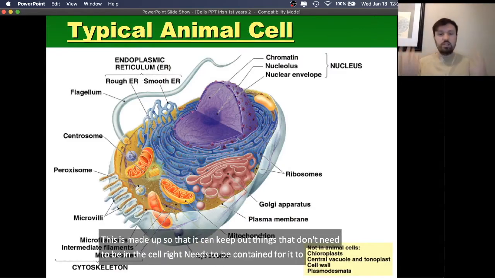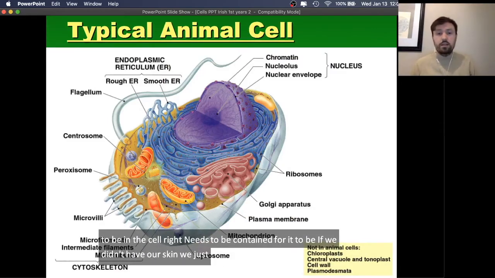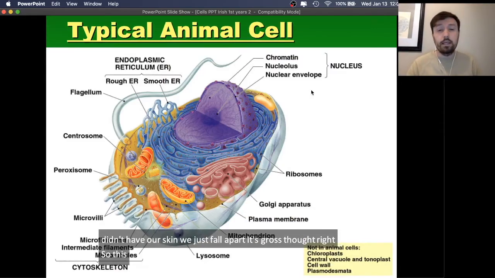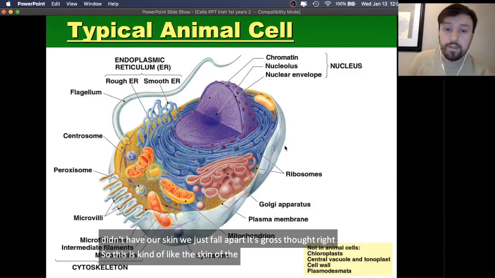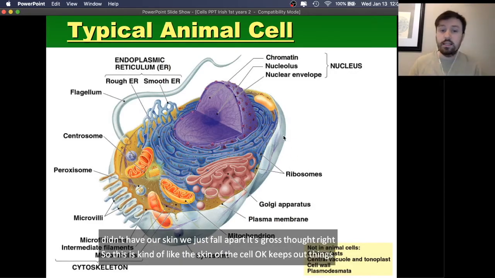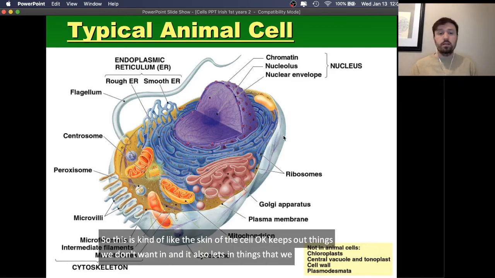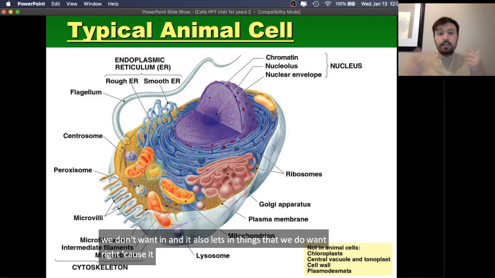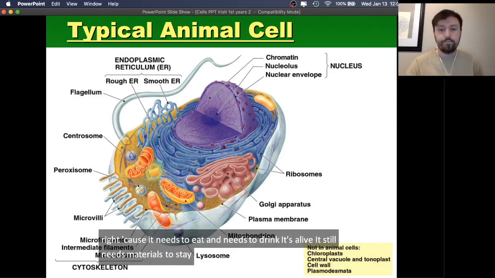If we didn't have our skin, we'd just fall apart. It's a gross thought, right? So this is kind of like the skin of the cell. Okay, it keeps out things we don't want in, and it also lets in things that we do want, right? Because it needs to eat, it needs to drink. It's alive, it still needs materials to stay alive, okay?